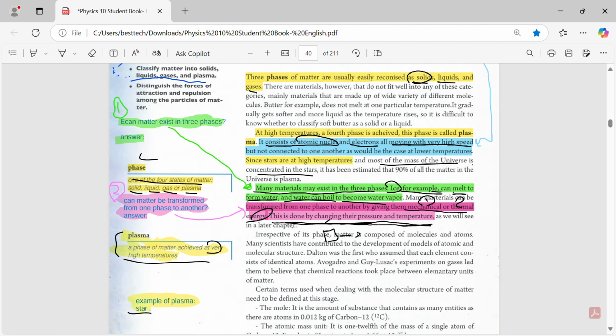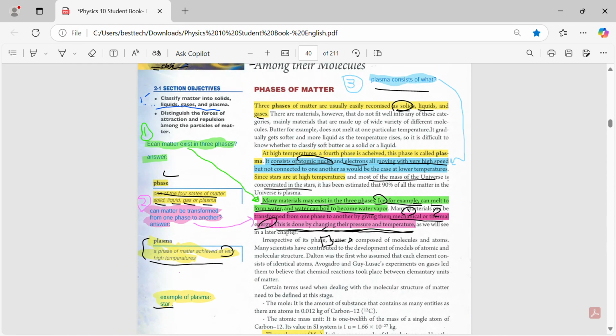So guys, here I highlight this. We have 3 questions. You can highlight it. We said plasma consists of atoms and nuclei, and matter exists in 3 phases. Yes, for example, ice by giving it heat. Can matter transfer from one phase to another by giving it thermal energy or mechanical energy?